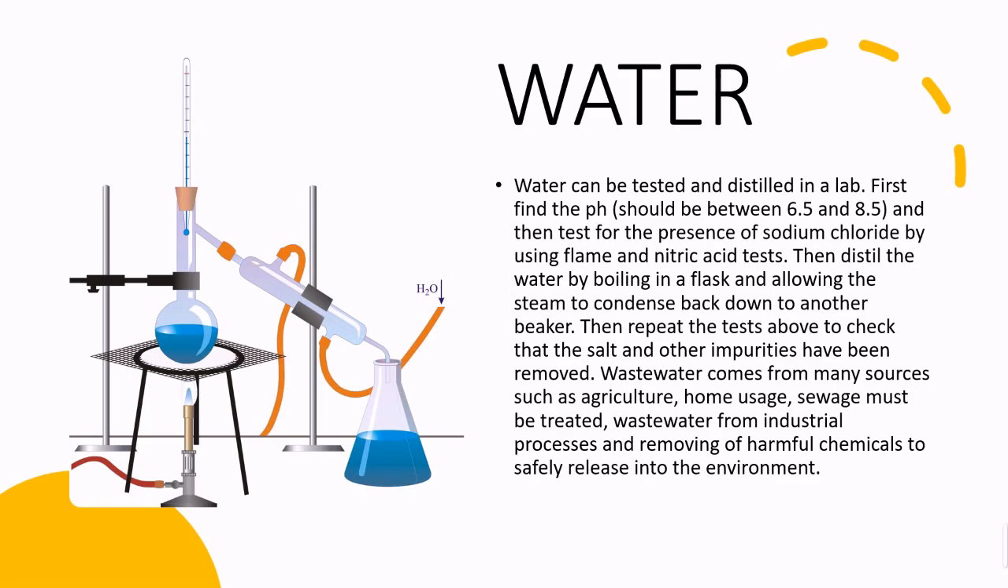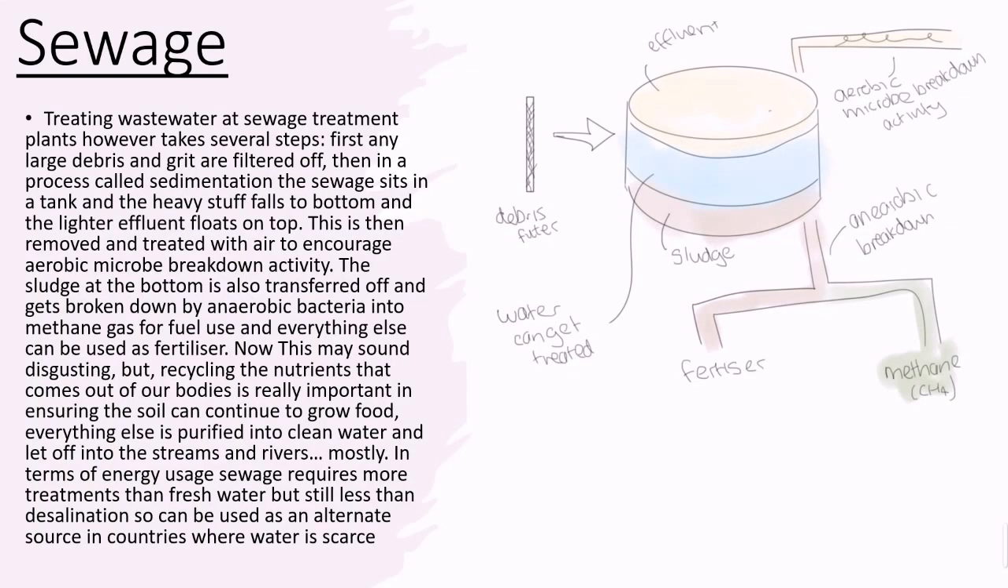Wastewater comes from many sources, such as agriculture, home usage, and industrial processes. Sewage must be treated, with harmful chemicals removed, to safely release it into the environment. Treating wastewater at sewage plants, however, takes several steps. First, any large debris and grit are filtered off.